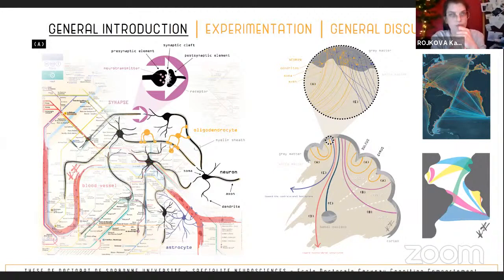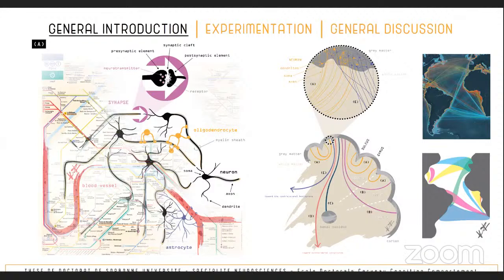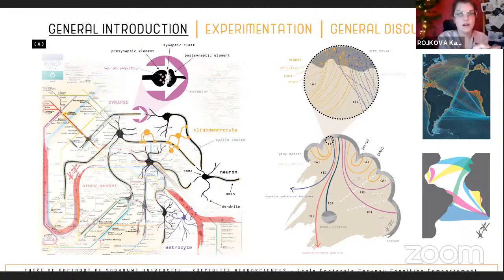I like to explain brain structure with this analogy with transport systems. For example, at the microscopic scale, you can compare nervous tissue to a metro map, like the Parisian metro map, where the bodies of cells are like metro stations, and elongations are like railways connecting different stations. And electrical messages can run through these elongations.